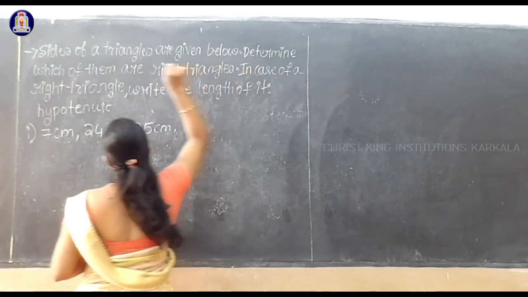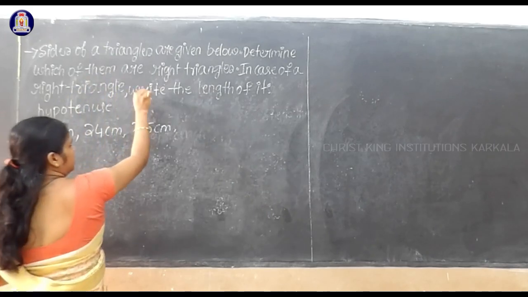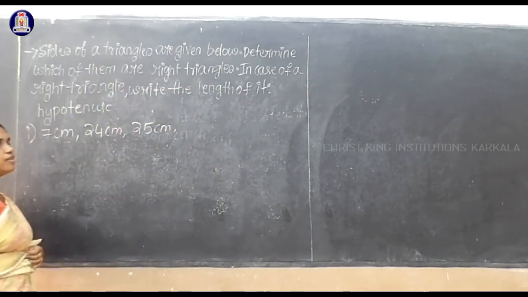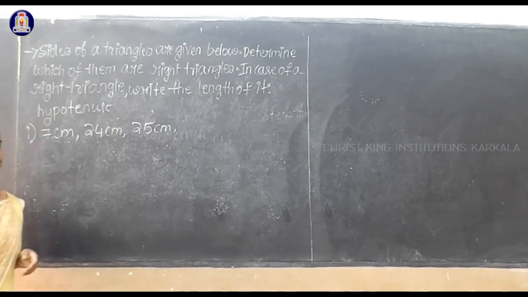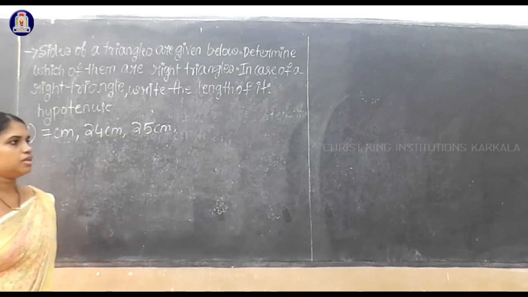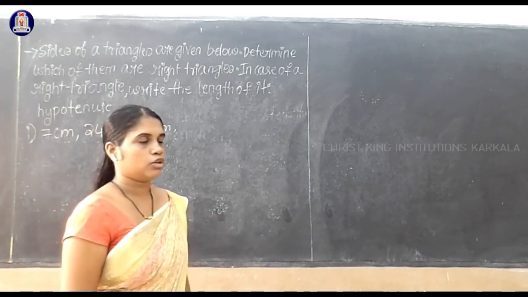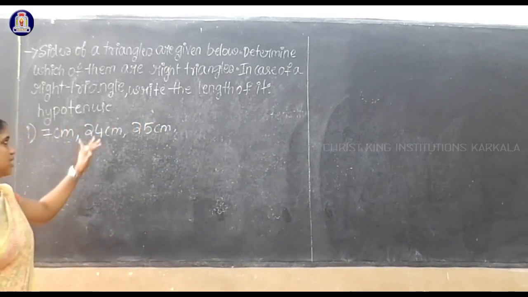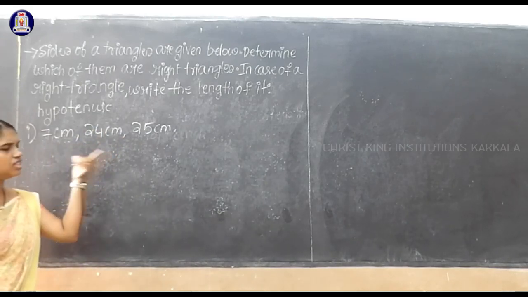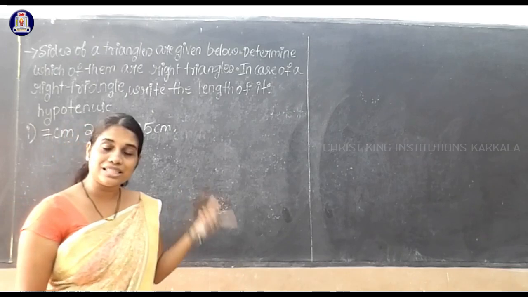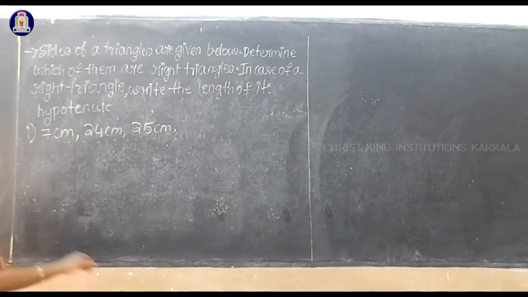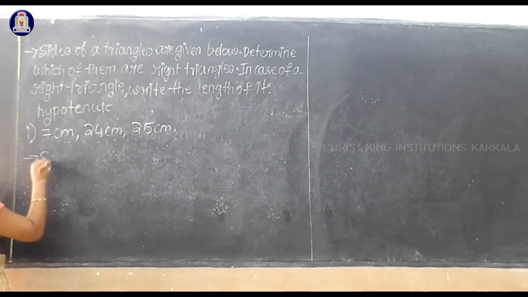In case of a right triangle, write the length of its hypotenuse. So this is your question. Among that, for the first sub-question I will consider 7 cm, 24 cm, 25 cm. Three side lengths are given here. First you have to check whether these three form a right-angled triangle or not. So how to check? I'll move towards the solution.